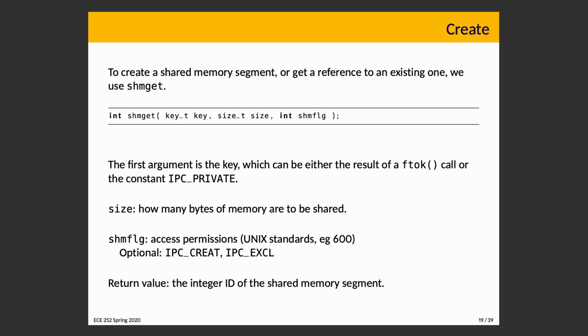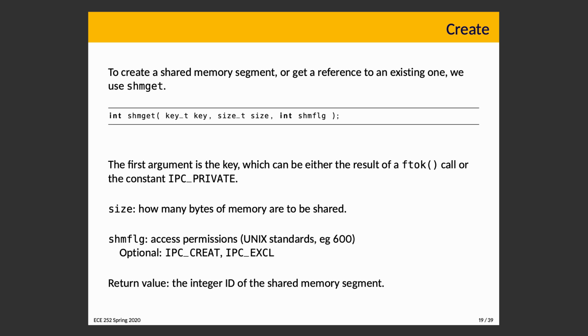The first argument is a key, which is either returned by the ftok function, as we discussed earlier for the message queue, or you can just put in the constant IPC_PRIVATE. Size is how many bytes of memory are to be shared. So the size of the shared memory segment, that part is not surprising either. And the flags are the Unix permissions, and those look very much the same as they did for a message queue. The permissions are specified using, say, 600 for read and write by the owner only and no access for anybody else. And they can be combined, again, with the bitwise OR operator, just the single pipe, with IPC_CREAT.